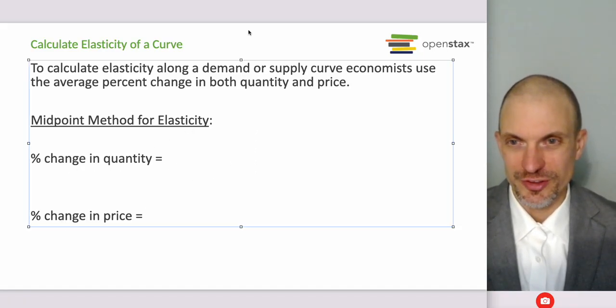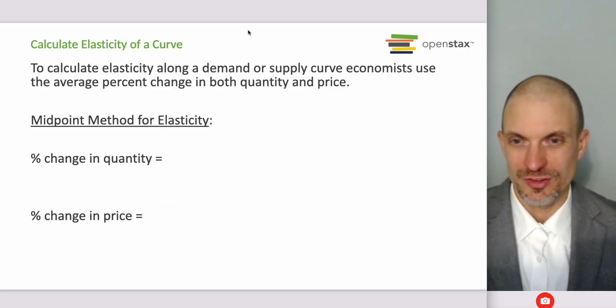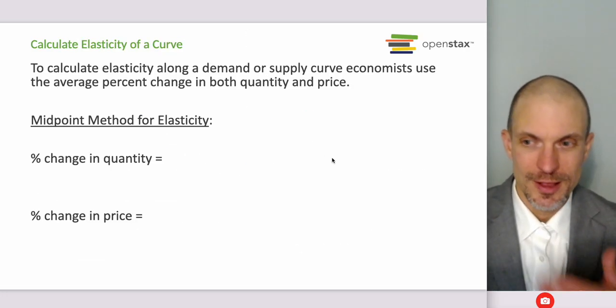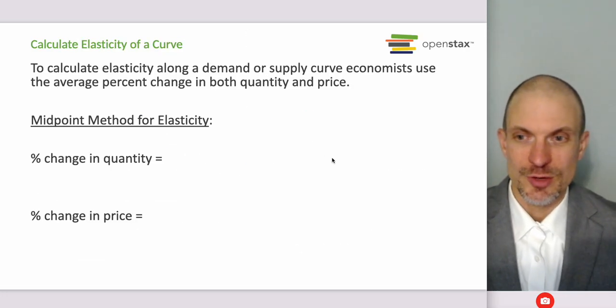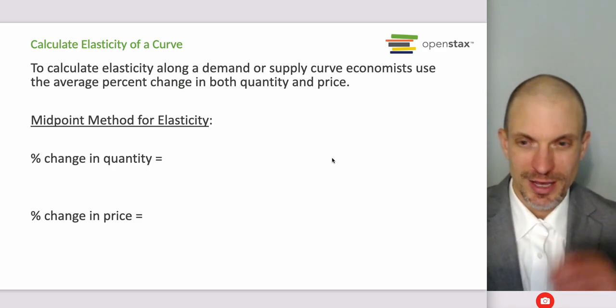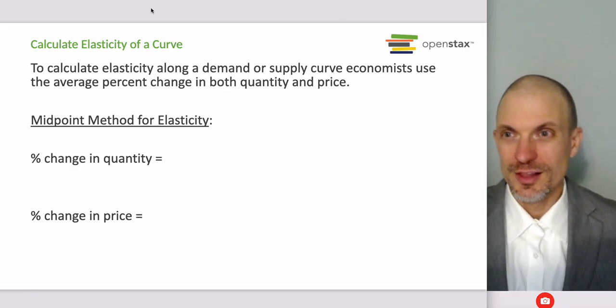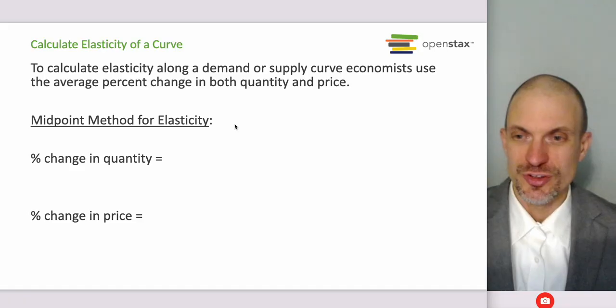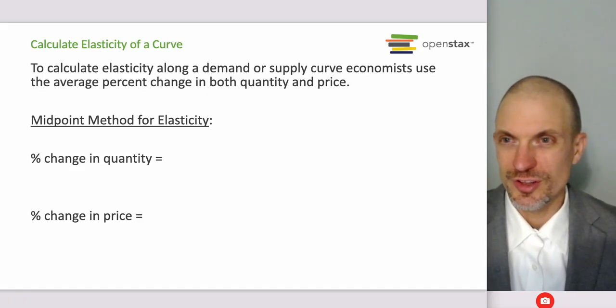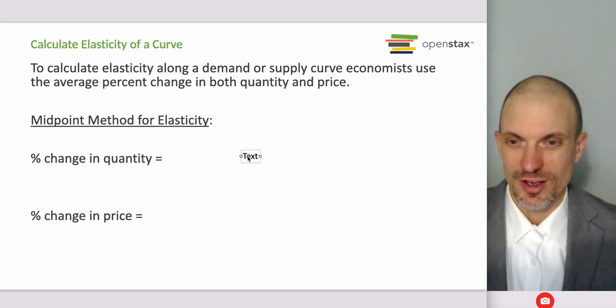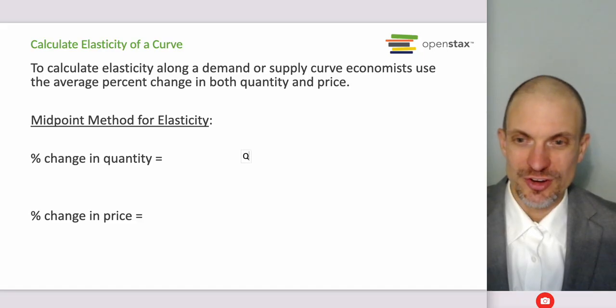Let's see, will the slides fill this out or not? Let me see here. It's not going to. Okay, I'll have to talk through this then. So the percentage change in quantity, when we're using the midpoint method, is going to be Q2 minus Q1 divided by the average quantity. Usually I do this on a PDF, so it's a lot different for me to change this.